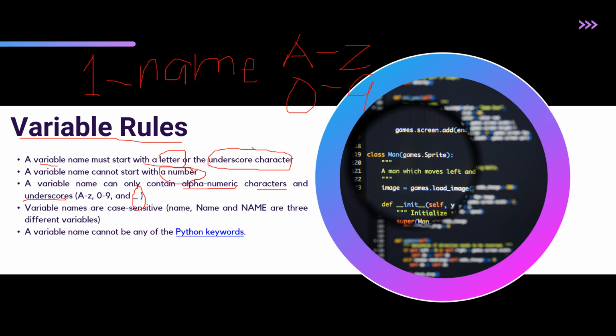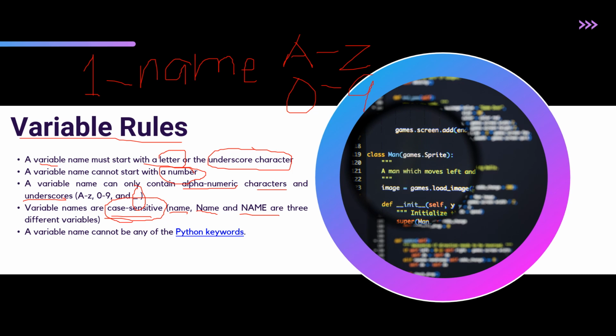So the next rule is that the variable names are case sensitive, which means every name differs. For example, this kind of name is different from this kind of name, and this kind is different. They are all three different variables because Python variables are case sensitive, which means they take note of the caps of the letters.